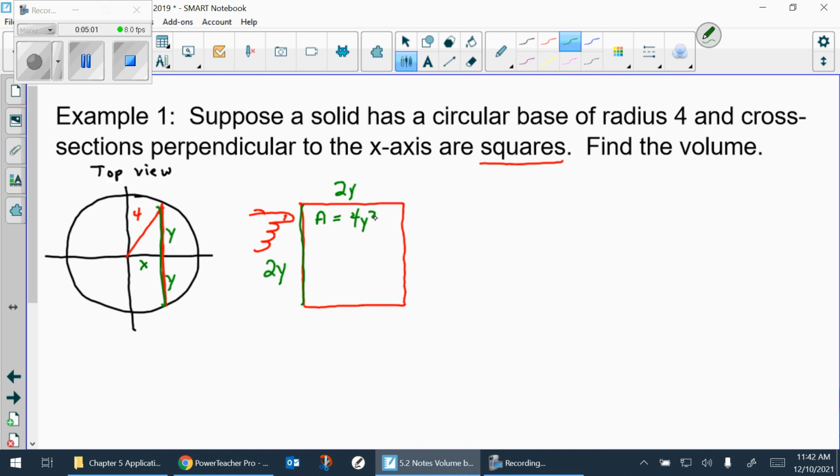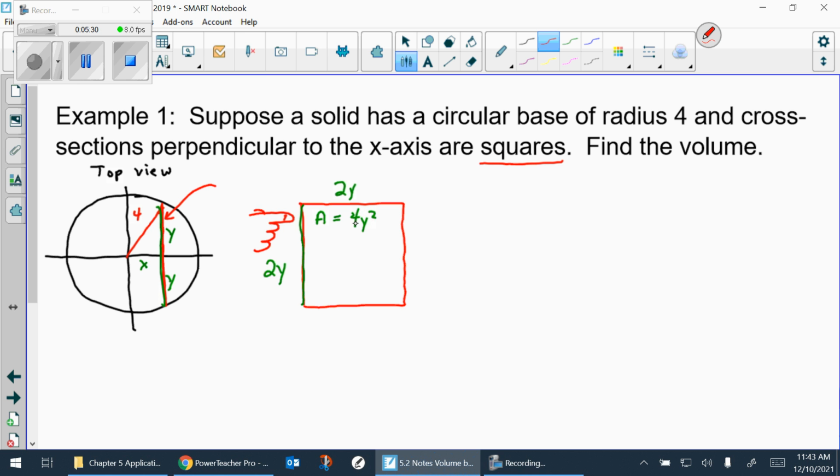Now that's great, but that's the wrong variable. As we learned when we were finding the areas in between curves, if your slice hits the x-axis, you better have everything in terms of x. If I'm going to set up an integral, the integral of area times thickness, everything better be in terms of x, and right now my area is in terms of y.